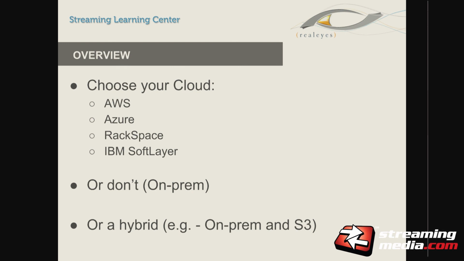First off, where do we want this to live? Is it going to be on the cloud? Which cloud provider are we going to use? Or is it going to be on-premise? Or is it going to be a combination? Like I said, I want to be able to just run something on machines in my office, but push all the assets all the way up to S3.